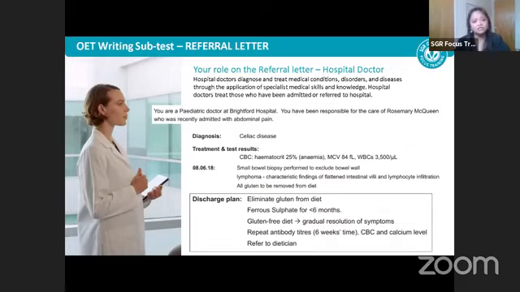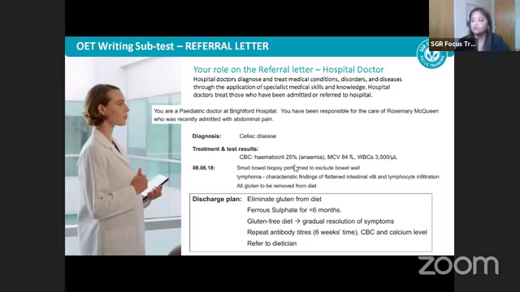So in this instance, we've got a sample where you are a pedia doctor. You've been responsible for the care of the patient who's been admitted with abdominal pain. And then within her hospitalization, she was diagnosed with celiac disease. As a doctor, you did several investigations and treatments, and you will see that normally, once you've got treatments and investigations, you will see the results in there. And then right towards the end, you will see the summary of what that result is.